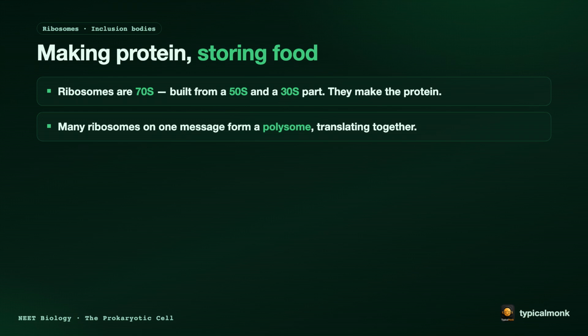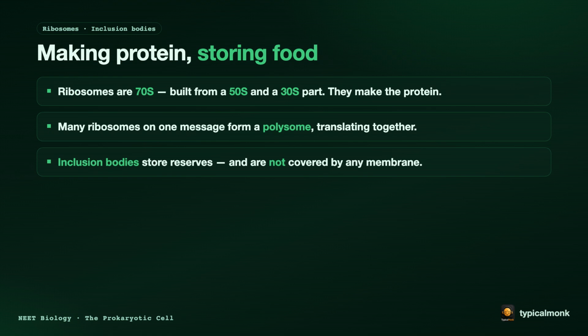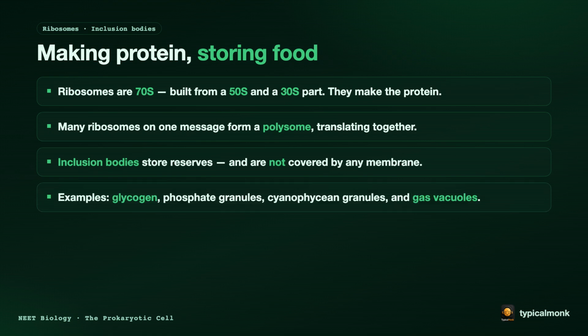Now inside the cell, where protein is made and where food is stored. The ribosomes of bacteria are the 70S type, made of a 50S and a 30S part. This is where protein is made. When many ribosomes sit on one message, it is called a polysome. Together they make protein. Inclusion bodies store food, and note they have no membrane around them. Examples: glycogen, phosphate granules, cyanophycean granules, and gas vacuoles.